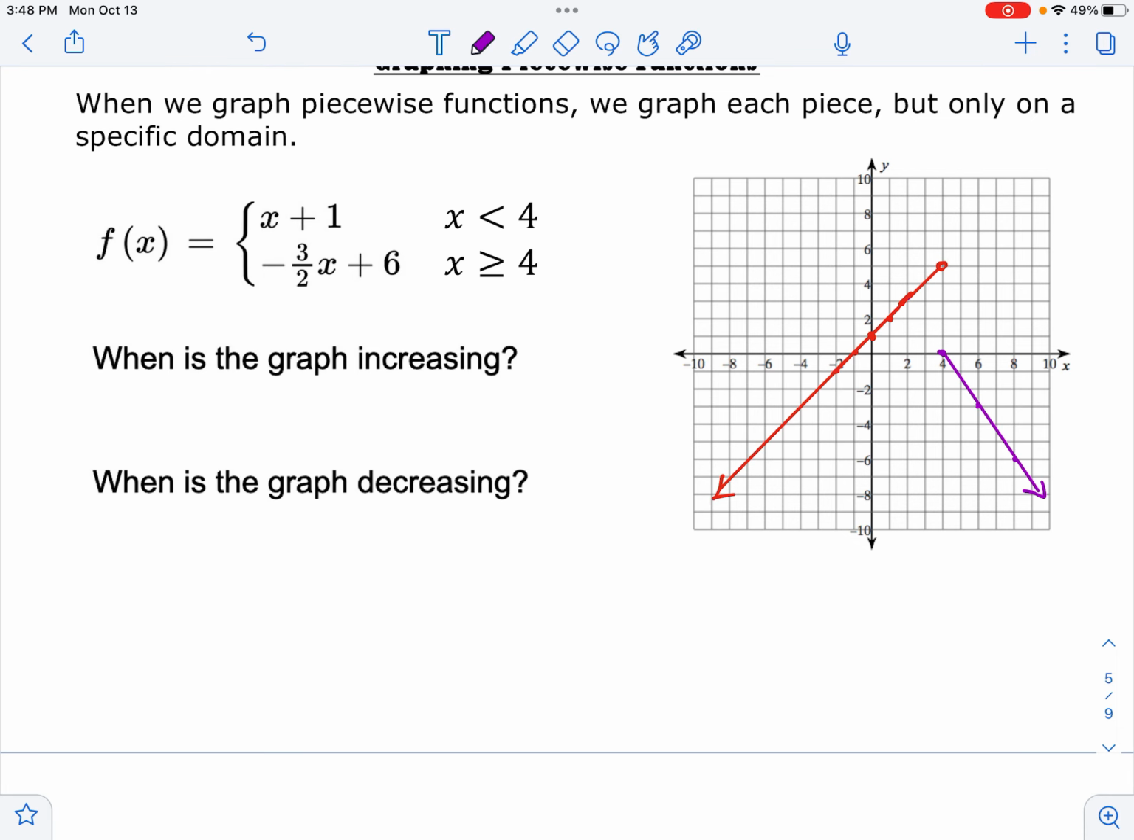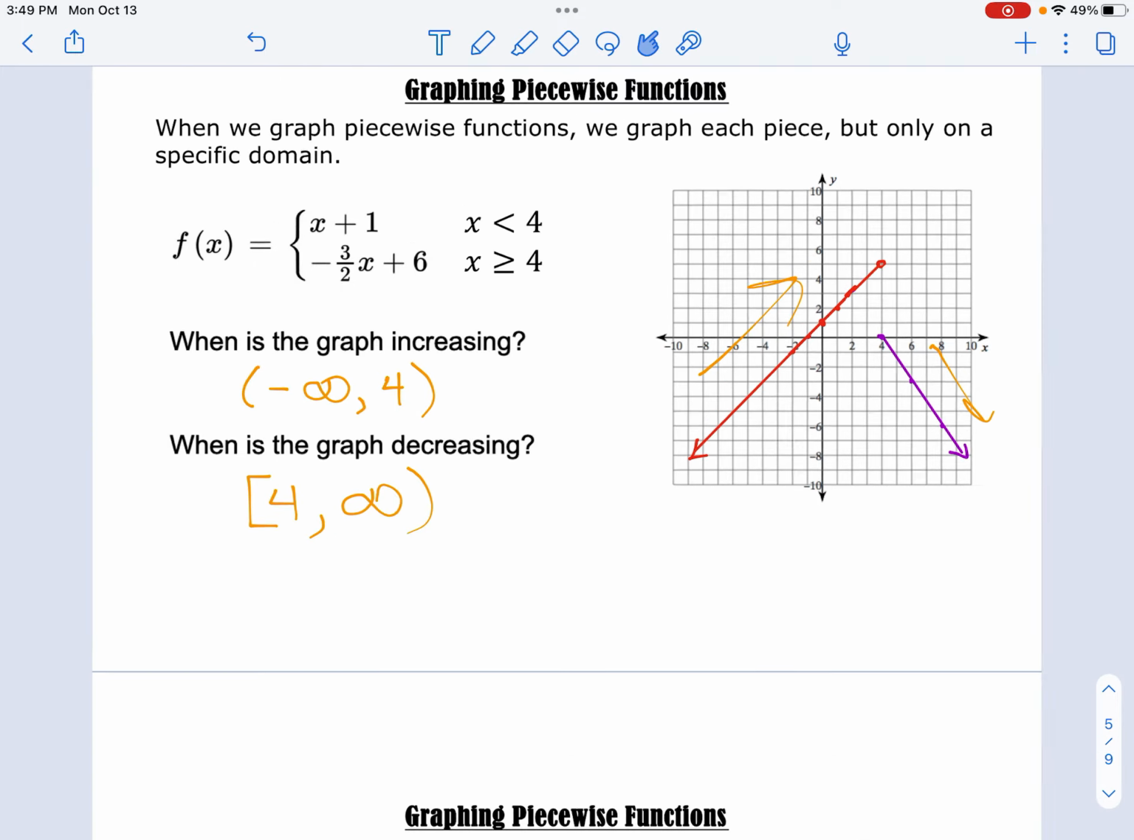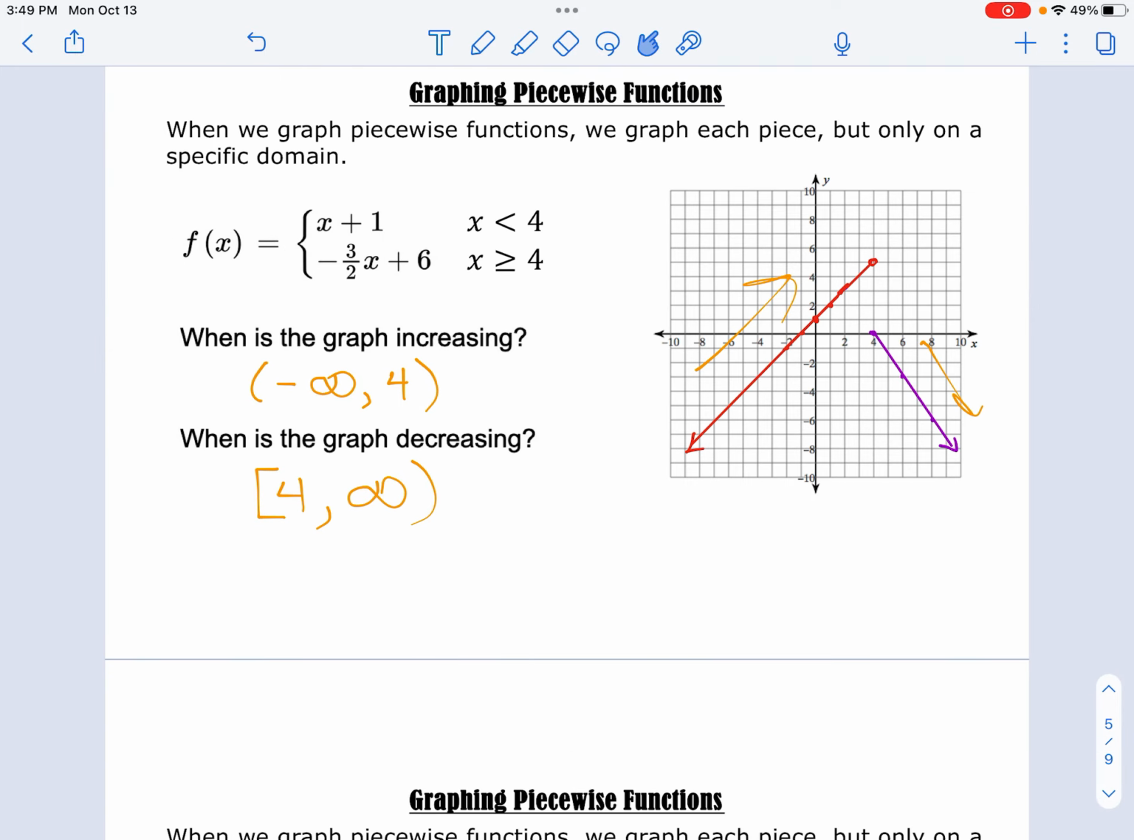So then it asks, when is the graph increasing? Well, the graph is increasing in this section right here. So that would be from -infinity to 4, and then like that. And then when is the graph decreasing? That would be from 4 to infinity, right there. And that's how we do a piecewise function and graph it.